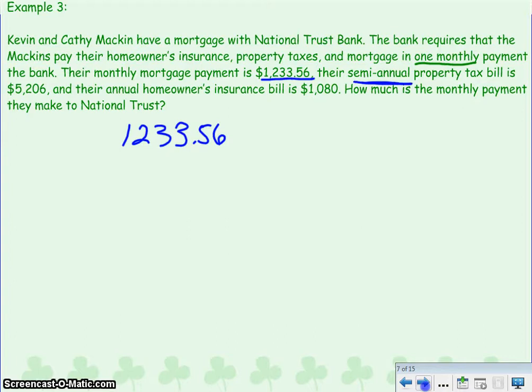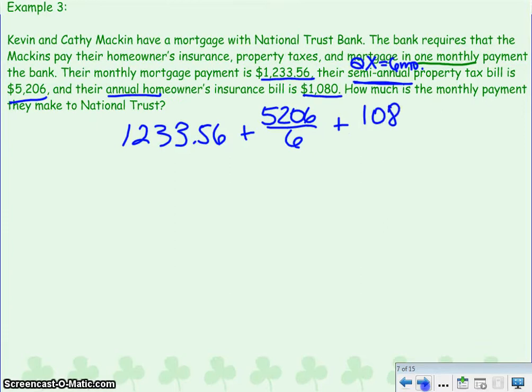It says they're semi-annual. That means it happens 2 times per year, which equals 6 months for each period, is 5206. So we're going to say 5206 divided by 6 because I'm trying to get what 1 month would be. And if half of a year covers 6 months, and that is half of year payment, I need to divide it by 6 to get what 1 month is. And then their annual homeowner's insurance bill is $1,080. I need to get that to a month, so I'm dividing it by 12.